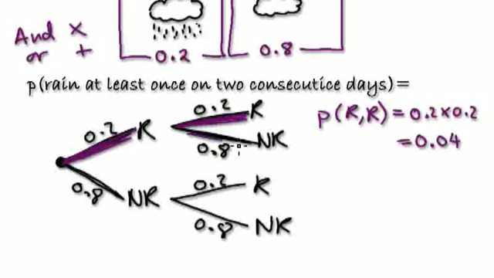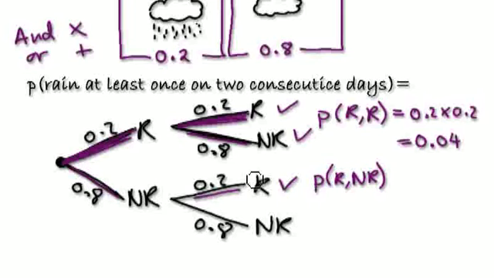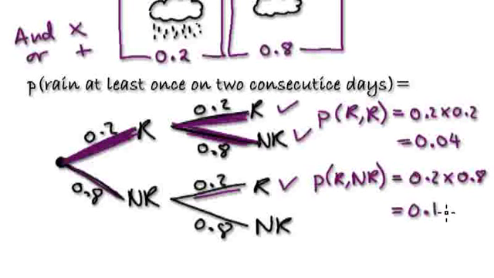Then, because we're trying to answer the question of it raining at least once, rain and not rain is classed as a good outcome. So we are interested in this branch, and don't forget this branch as well, not rain and then rain. So here we are looking at this branch of rain, not rain. We need rain on the first day, which is 0.2, and not rain here, 0.8. That's an and, so we've got to times this. So that becomes 0.16.